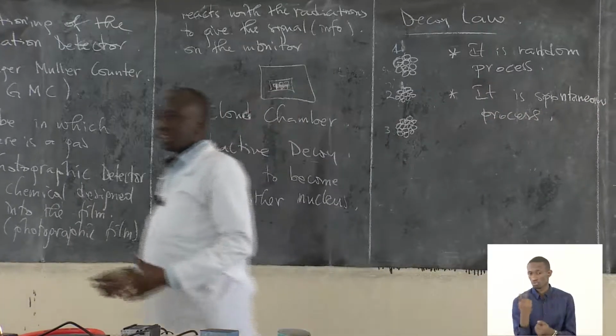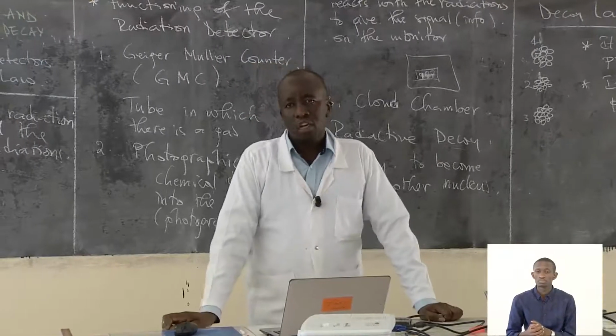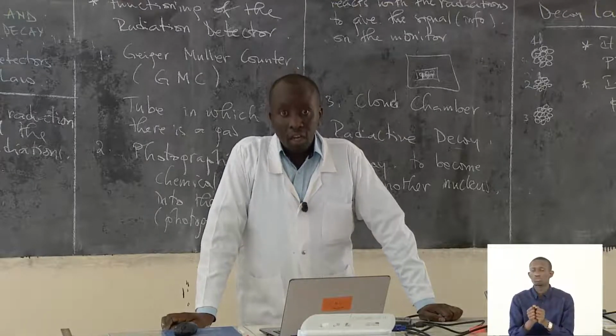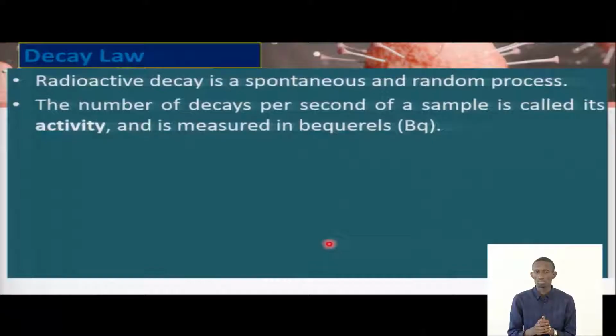These two things are combined in order for us to really understand this law, the decay law. So here is what I'm saying: radioactive decay is a spontaneous and random process. The number of decays per second of a sample is called activity. This is what we call activity, and it is measured in becquerel.